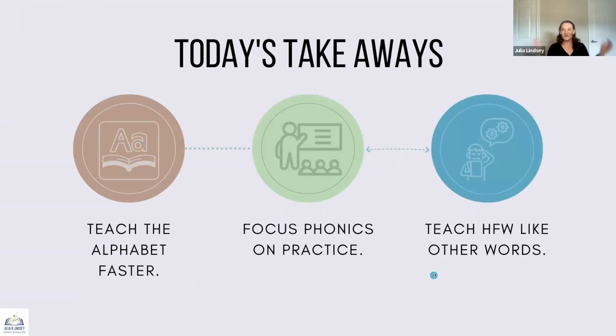So finally, we've reached our conclusion for today, and then we are going to take a look at the Q&A. The three major things. Number one, let's teach the alphabet faster. Number two, let's focus our phonics on student practice and high quality practice of reading and spelling words. And number three, teach high frequency words like other words. Teach children how to decode them.